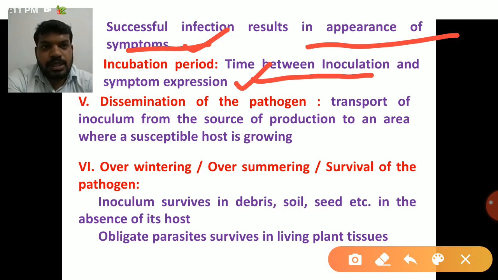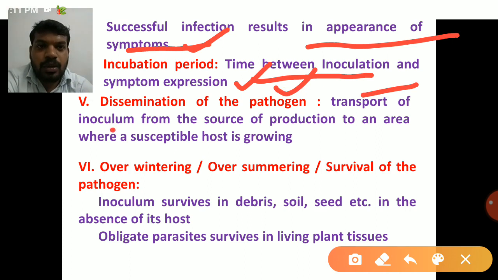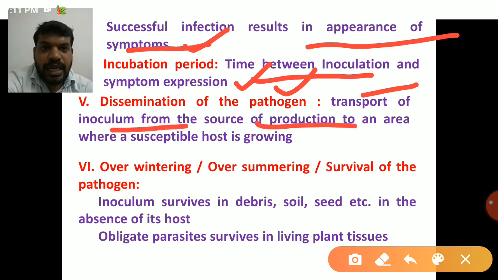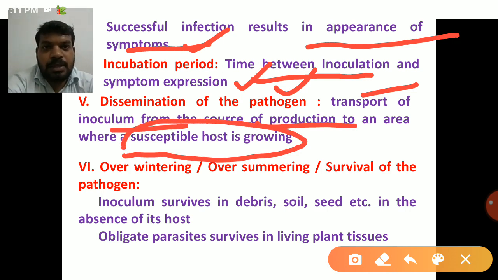So the fifth step is dissemination of the pathogen. Dissemination is nothing but transport of inoculum from the source of production to an area where a susceptible host is growing. Dissemination means transport of inoculum from an infected source to a non-infected source, or infected field to non-infected field, or infected area to non-infected area. There are two types of dissemination of pathogens: active dissemination and passive dissemination.